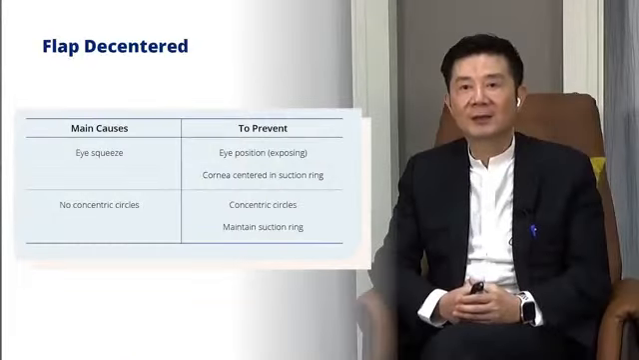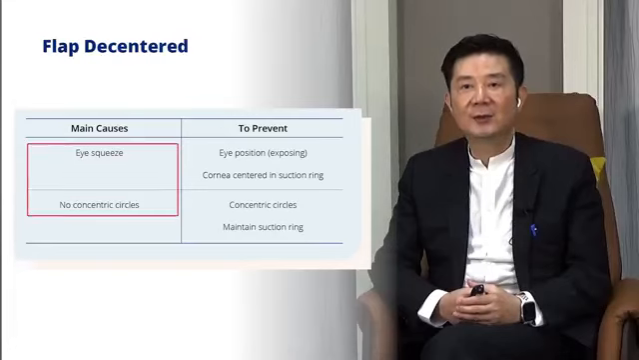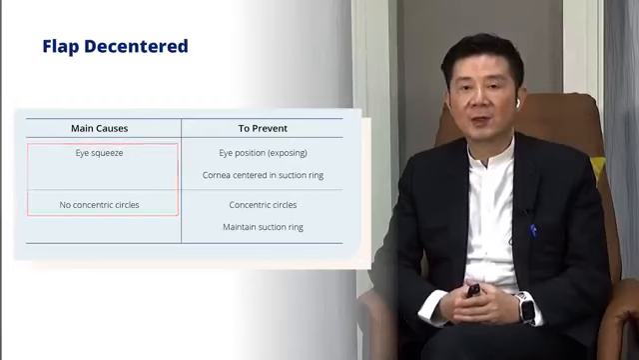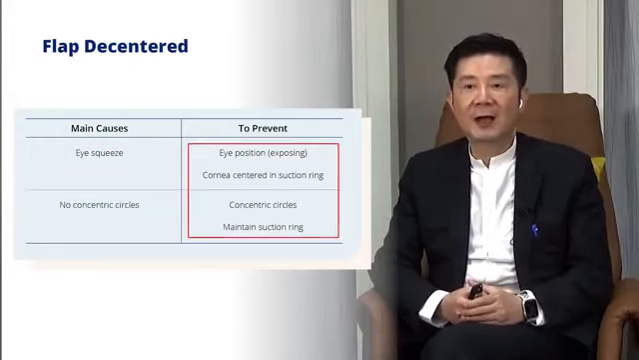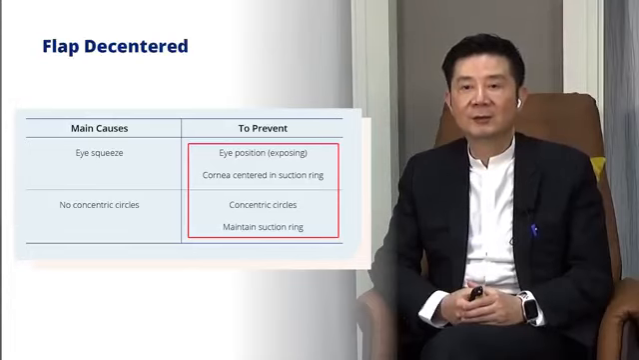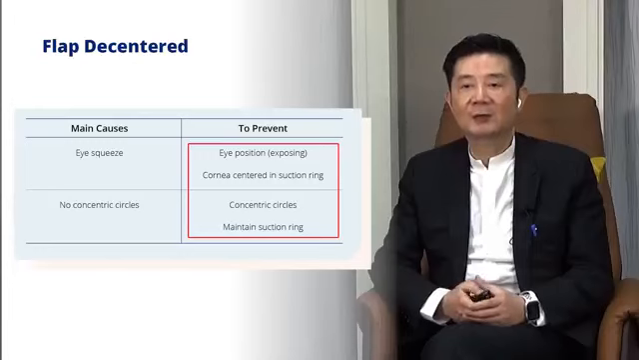Main causes of flap decentration are eye squeezing during suction 1 or suction 2, or the cornea not being placed well centered in the suction ring. To prevent this, take care of eye position to let the cornea center in the suction ring. Keep the concentric circles relationship of the suction ring, the light on the cornea, pupil center, and flap mark. Maintain the suction ring plane parallel to the floor when docking. Guide the patient to relax with no eye squeezing to prevent Bell's phenomenon during docking.